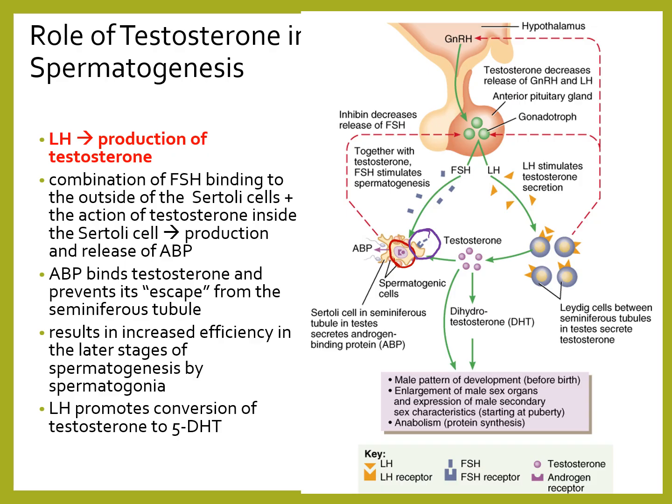Androgen binding protein's job is to bind testosterone within the fluid of the seminiferous tubule to prevent its escape from the seminiferous tubule. And this increased level of testosterone within the seminiferous tubule is going to stimulate the meiotic division of spermatogenic cells. It is going to stimulate the latter stages of spermatogenesis. Luteinizing hormone will also promote the conversion of testosterone into dihydrotestosterone, which is also known as 5-DHT.